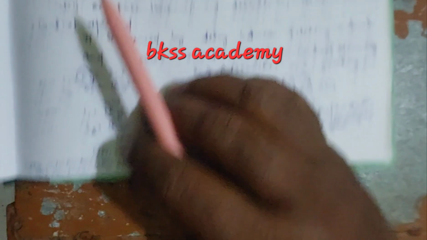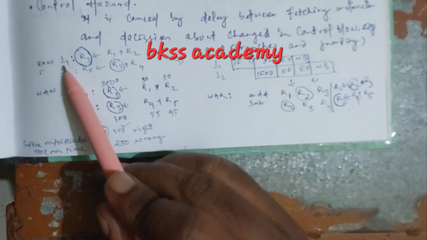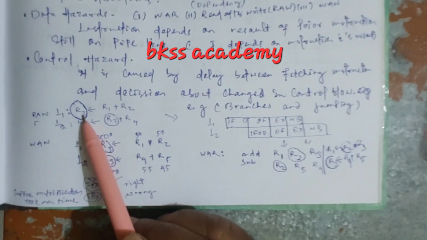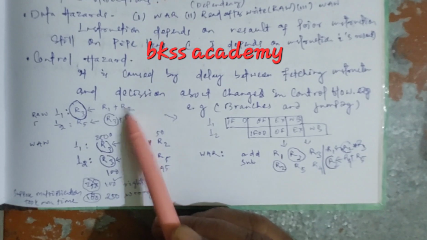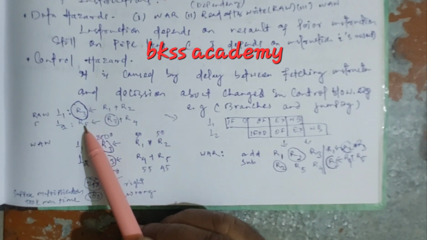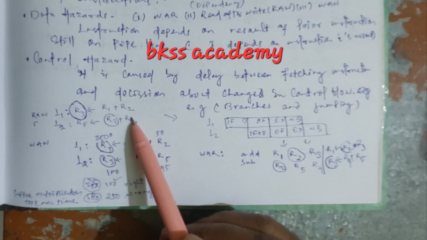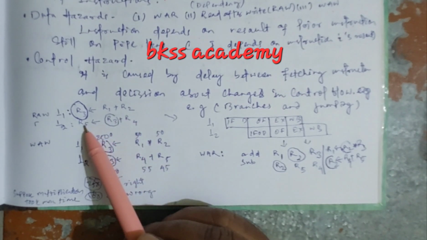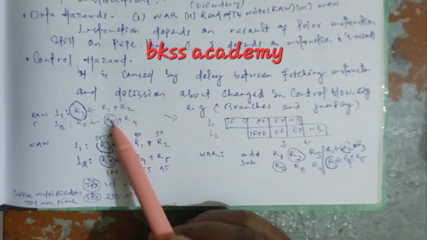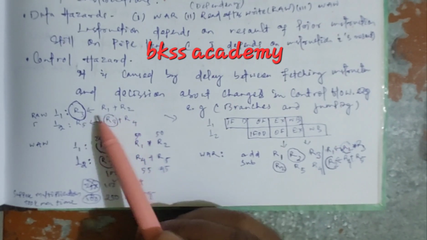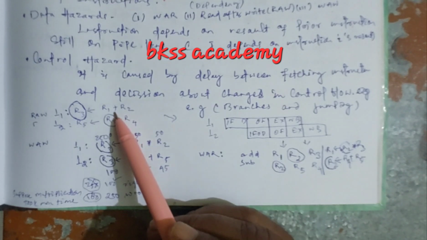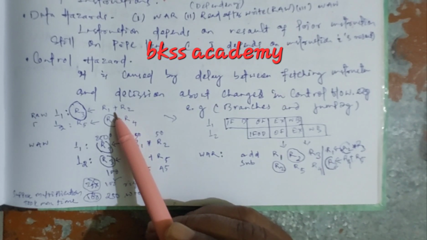So, read after write: when instruction 1 is there, R1 plus R2 will be stored in R3. Then R3 plus R4 will be stored in R5. So R3 will wait till the first instruction is executed. This is called read after write.